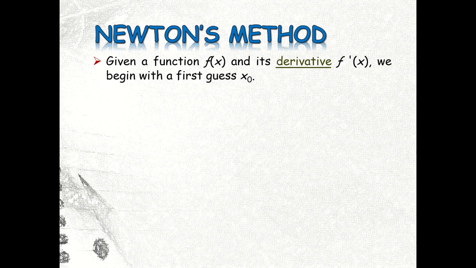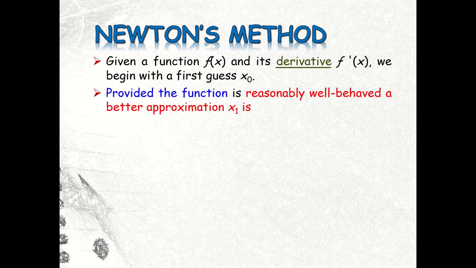So given a function f of x and its derivative f prime of x, we begin with a first guess. Our first guess can be labeled as x sub 0, or we can use x sub i to mean initial guess. Provided the function is reasonably well behaved, a better approximation x sub 1 is given by this equation: x sub 1 equal to x sub 0, where our initial guess or initial value is denoted as x sub 0, minus f of x sub 0 divided by f prime of x sub 0.